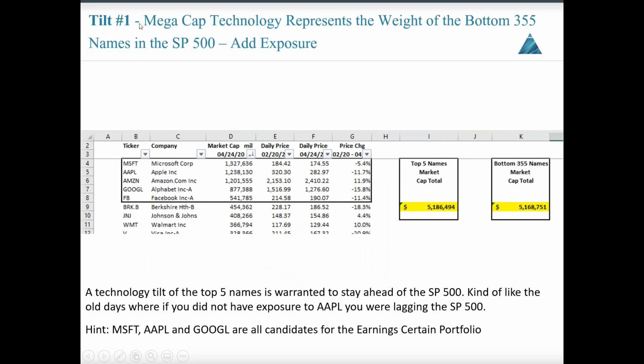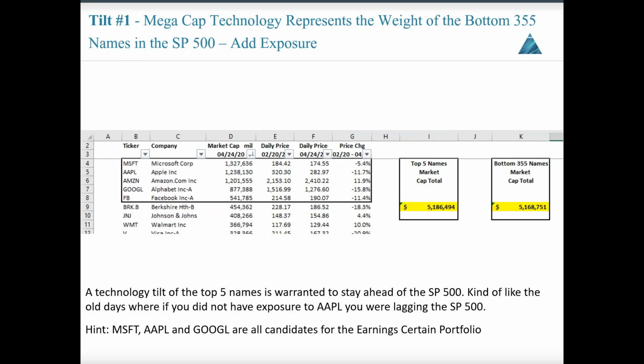So the first tilt is to not ignore the mega cap technology space, and specifically these 5 names. A technology tilt of these 5 names is definitely warranted to stay ahead of the S&P 500 at this point. And it's warranted not only if the market continues to rise higher, these are the names that are going to thrive on the other side. But if we take another downturn, these names have already proven to be the names that are going to lead us back to recovery. They've already done it once.